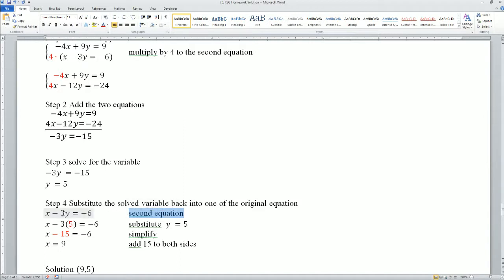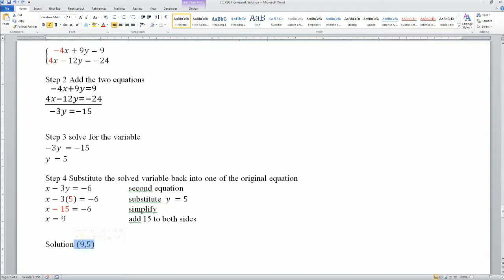So the y right here was y equals 5, so I make that substitution. This was y, now it becomes 5. Negative 3 times 5 is negative 15. Add 15 to both sides because you're trying to get the variable by itself and solve for it. You get x equals 9. My solution is y equals 5 and x equals 9. In ordered pair format, it is 9, comma 5.